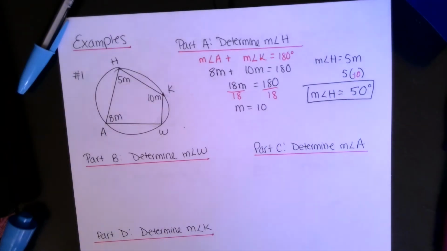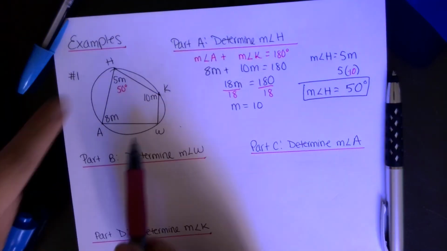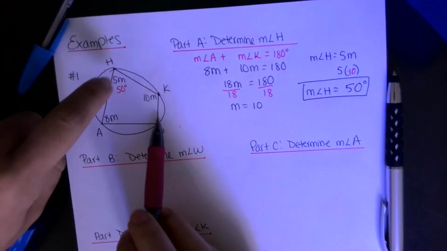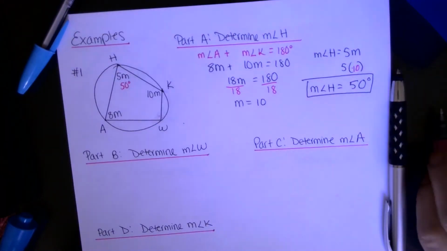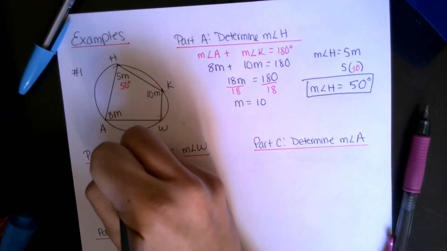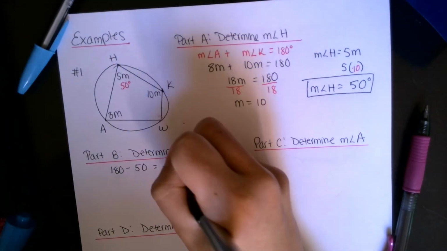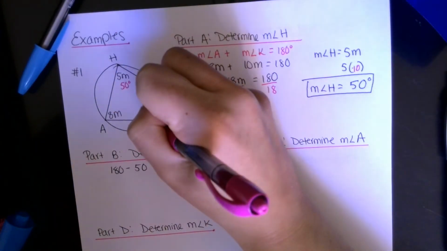Now we're going to figure out the value for part B. Determine the measure of angle W. So now we know that this is 50. To find W, we know opposite angles in a quadrilateral are supplementary, so they have to add up to 180. Since these two have to add up to 180, all you're going to do is 180 minus your 50. That's going to give you 130 degrees. So now we know this is 130.